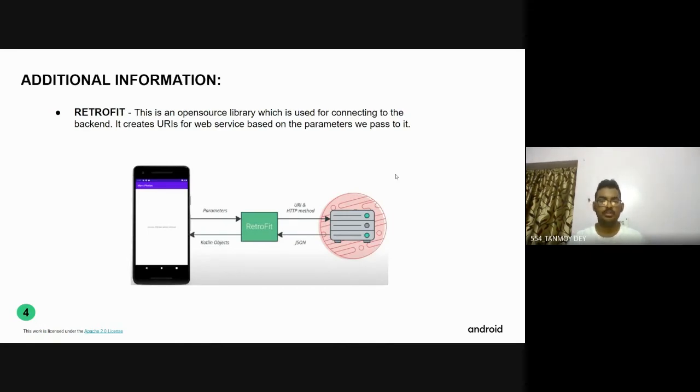Like I was telling you about Retrofit, we were using the Retrofit library, which will be used for connecting to the backend. It creates our URIs. Like I said, if you want to access your photos, after the server name, photos is the endpoint. So Retrofit makes sure that it creates the URIs for the web service based on the parameters you pass to it. Sometimes there may be more than one parameter. Like in search queries, you might have seen Android and then some UTM parameters which pass our device information. So these are the different kinds of parameters which are sometimes required.